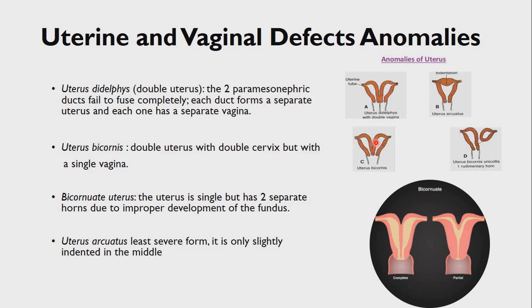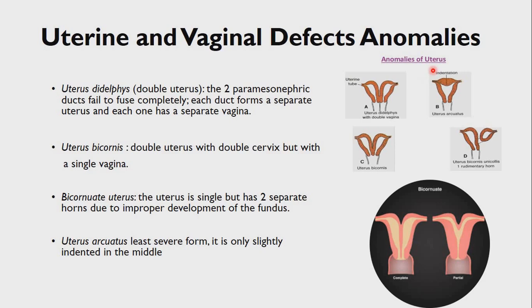In the uterus bicollis, there is double uterus and double cervix, but there is single vagina. Look here, this is 1 uterus, other uterus, 1 cervix, other cervix, and there is single vagina, and this is called uterus bicornis. Other abnormality is called bicornuate uterus. In bicornuate uterus, the uterus is single but has 2 separate horns, and this is due to improper development of the fundus. Last abnormality, there is mild indentation at the middle, and this is called uterus arcuate, and this is a less severe form of abnormality.